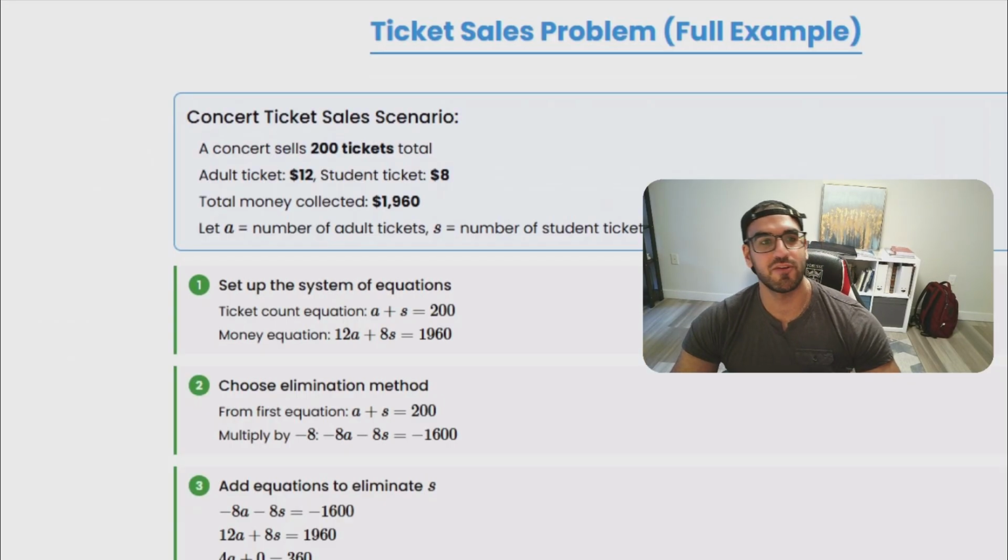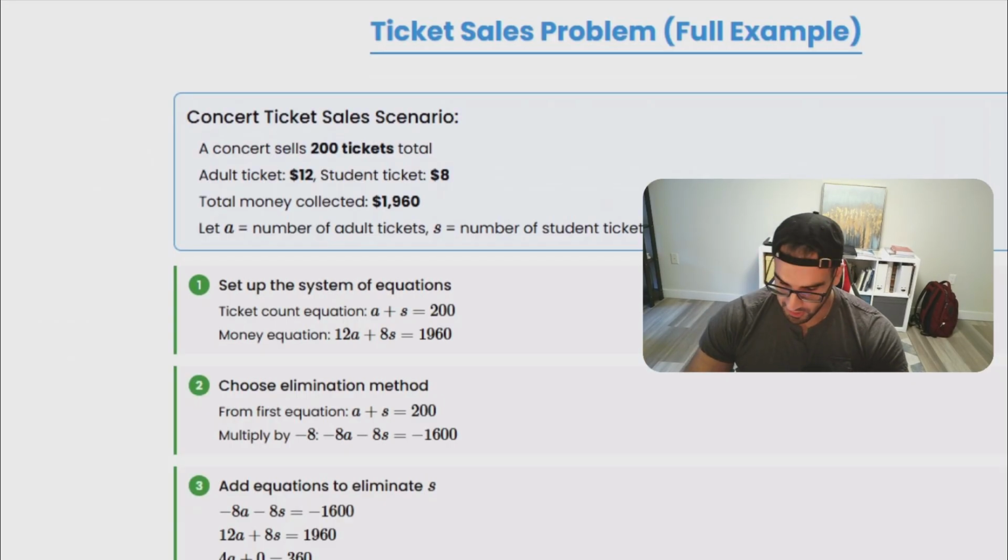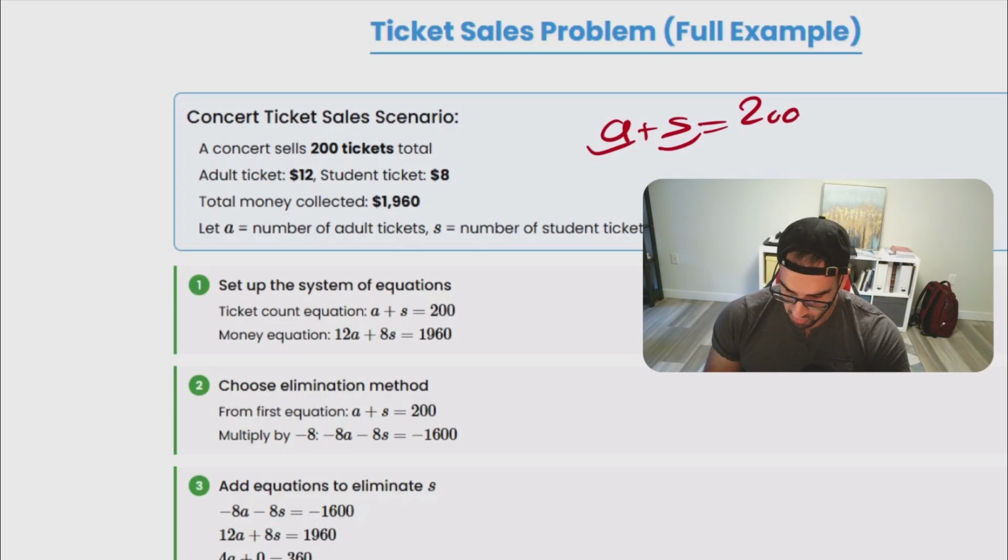Let's get back to the question, enough talking. I have 200 tickets. It means that A plus S, the number of adult tickets plus the number of student tickets, is going to be 200. This is the first equation. So I have A plus S equals 200. And I also know that each adult ticket is worth $12, so 12A plus 8S is going to be 1960.